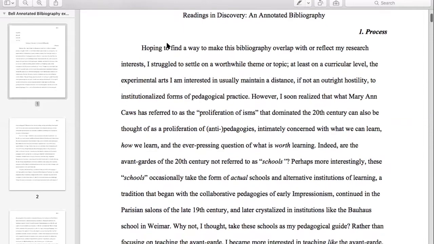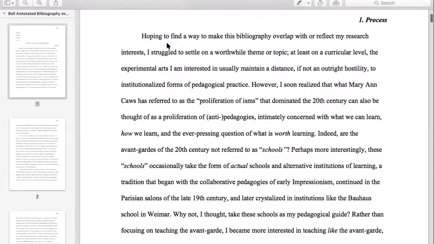I begin sort of self-aware, talking about how I came to this topic and hoping to find a way to make the topic overlap with my research interests, which really aren't about pedagogy at all. Rather, my interests as a researcher are generally about 20th century art, specifically experimental arts and the so-called avant-gardes.